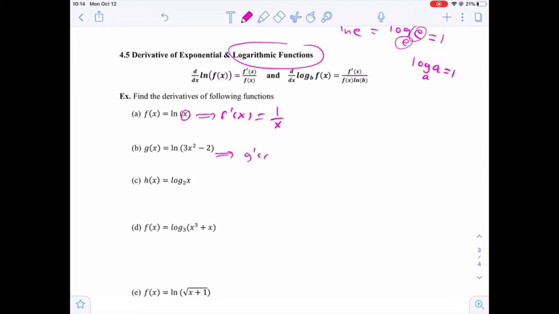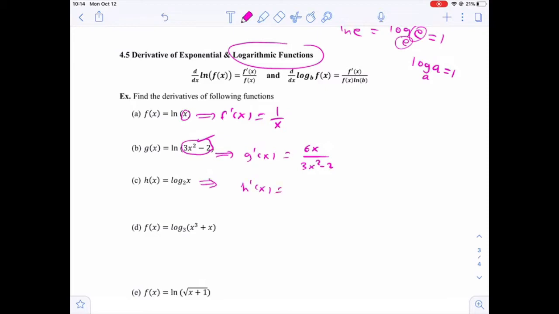For the second one, g prime of x. What is the derivative of the inner function? It's 6x minus 0, which is just 6x, over the inner function, it's 3x squared minus 2. We don't have natural log here. We just find derivative of the inner function divided by the inner function.